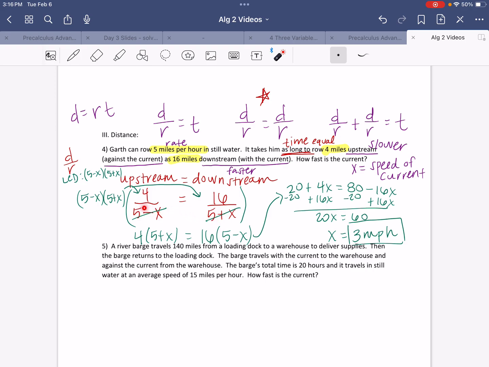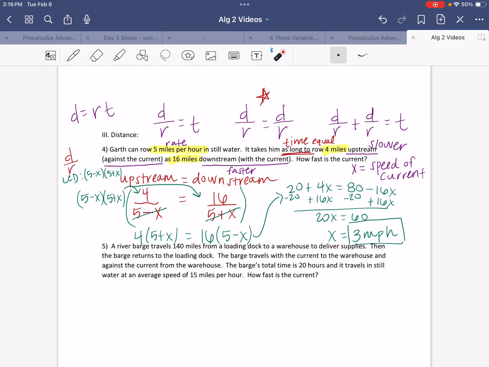5 minus 3 is 2, and 4 divided by 2 is 2. So this side, his time, his distance over his rate, would be 2 hours. And on this side, 16 over 5 plus 3, 16 divided by 8, is also going to tell me it takes him 2 hours for this downstream part of the trip. Also, that is one common setup on these distance problems, making the two parts of the trip equal to each other when they take the same amount of time.